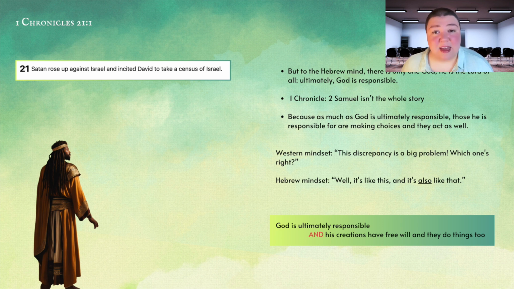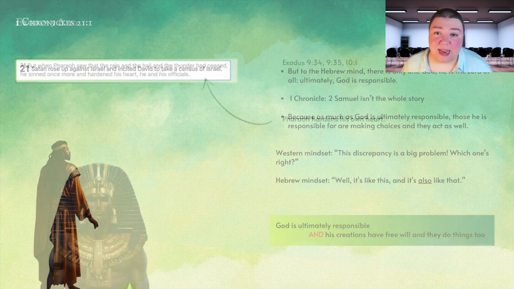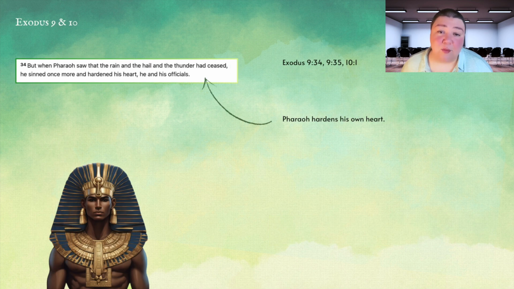Another classic example of this divine responsibility coming into play can be found in the story of the 10 plagues, where we look at 3 verses from the book of Exodus. Exodus 9:34. "But when Pharaoh saw that the rain and the hail and the thunder had ceased, he sinned once more and hardened his heart, he and his officials." So that's clear. Pharaoh hardened his own heart.